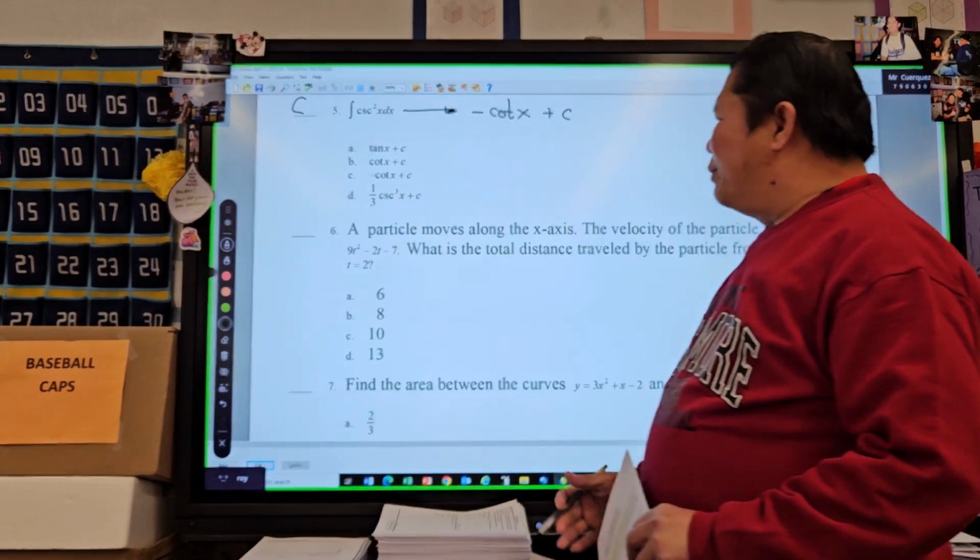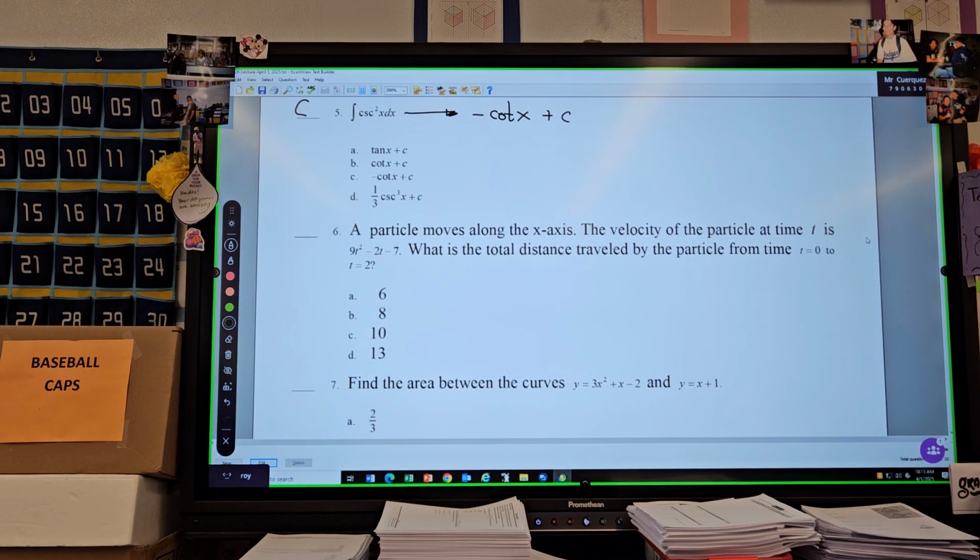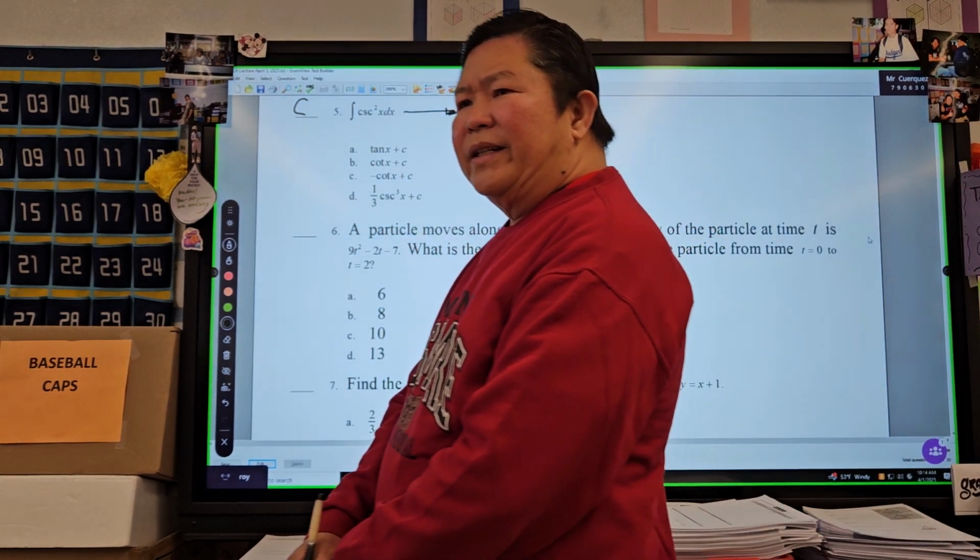So moving on to number 6. Diego, can you read the problem, please? A particle moves along the x-axis. The velocity of the particle at time t is 9t squared minus 2t minus 7. What is the total distance traveled by the particle?